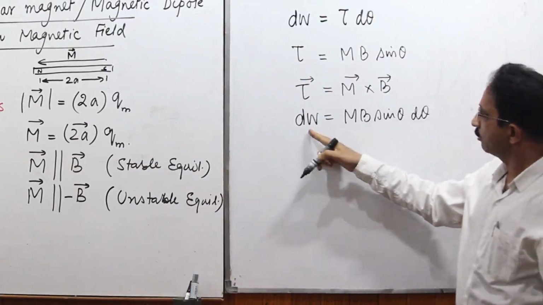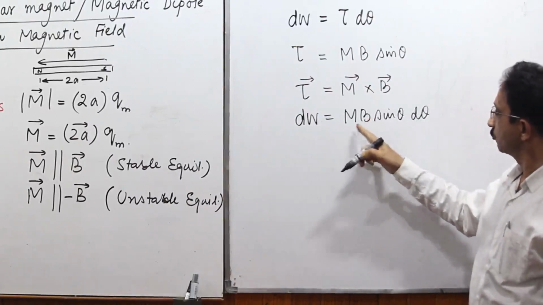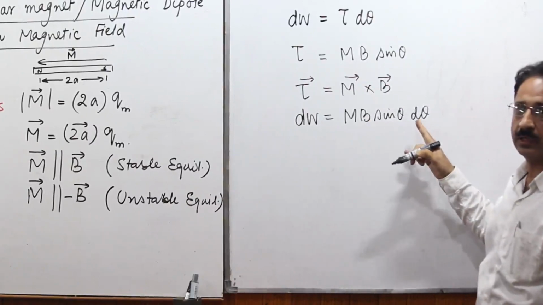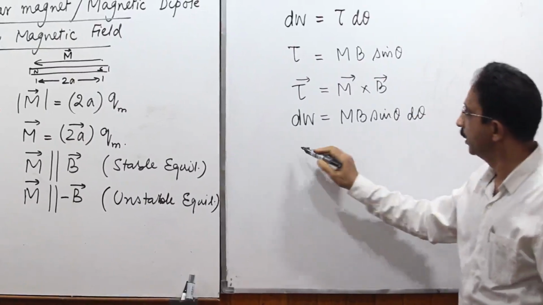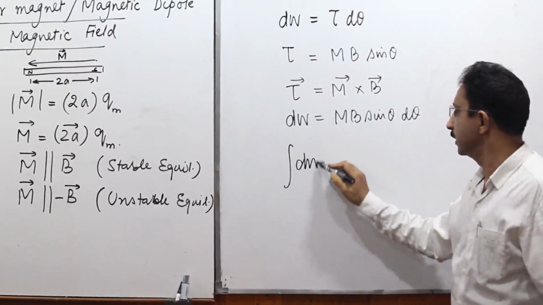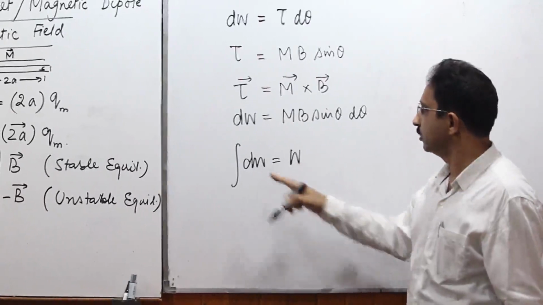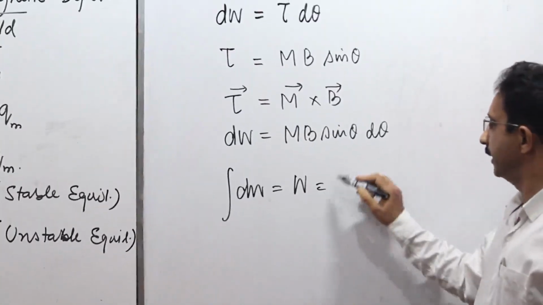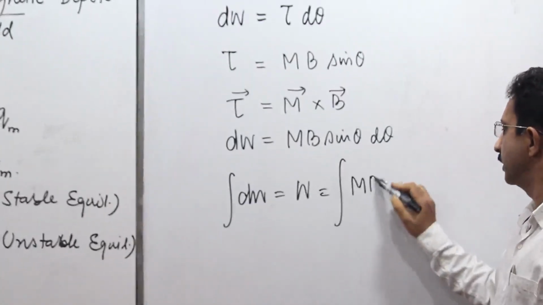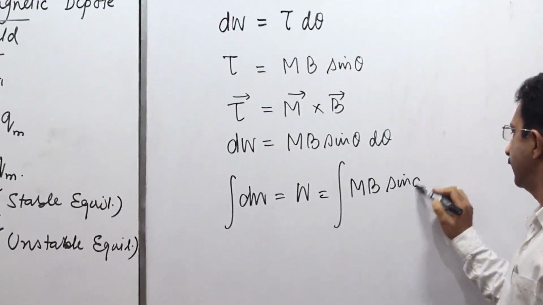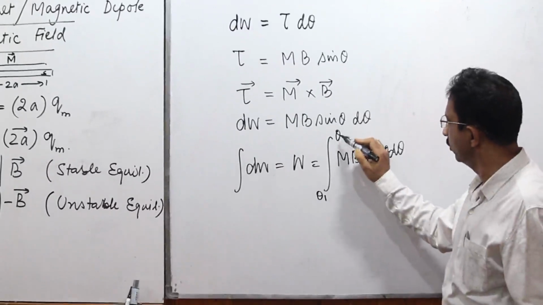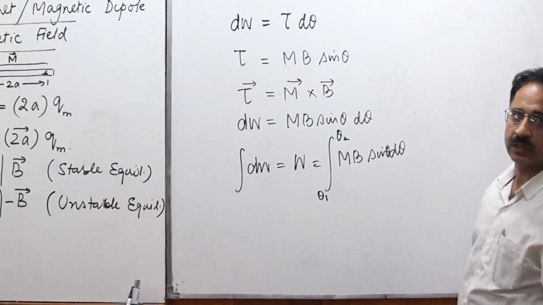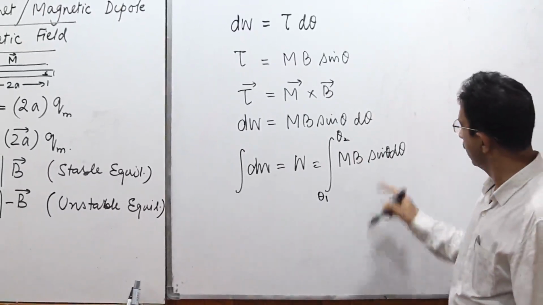Now in order to determine work, if we give it a rotation from an initial position theta 1 to a final position theta 2, that work done will be given by this integral. So integration of dw becomes w. On the right hand side we have integration of mb sine theta d theta. So this is from theta 1 to theta 2. Theta 1 is the initial angle and theta 2 is the final angle.